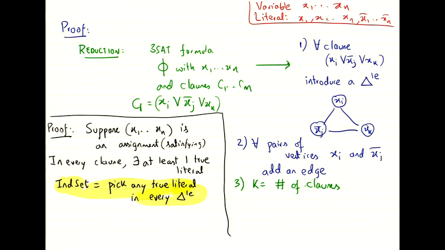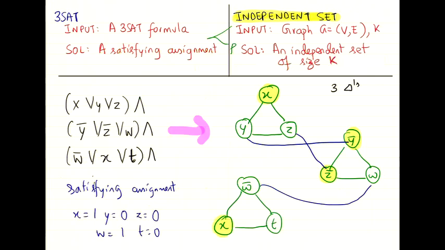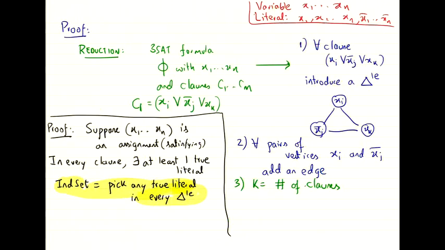Firstly, you don't pick two vertices from a triangle, so there are no edges between them. And you never pick xi and not xi. You never pick y and not y. Why? Because only one of them can be true in a real assignment. Since you're starting with a real assignment, it will never be the case that both y and not y are true, and so you'll never pick two vertices that are negations of each other. So this would be an independent set. Does it make sense?